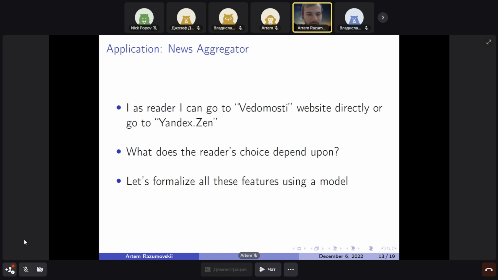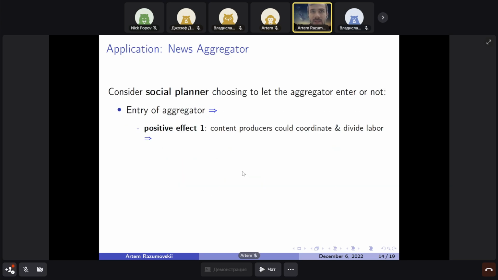Okay. Let's then discuss the model. We will think about it a bit differently. We'll think about whether we should allow the aggregator to enter or not. So we will focus on the question of whether it's a good idea for the aggregator to enter the market, in terms of the social planner and social effect.